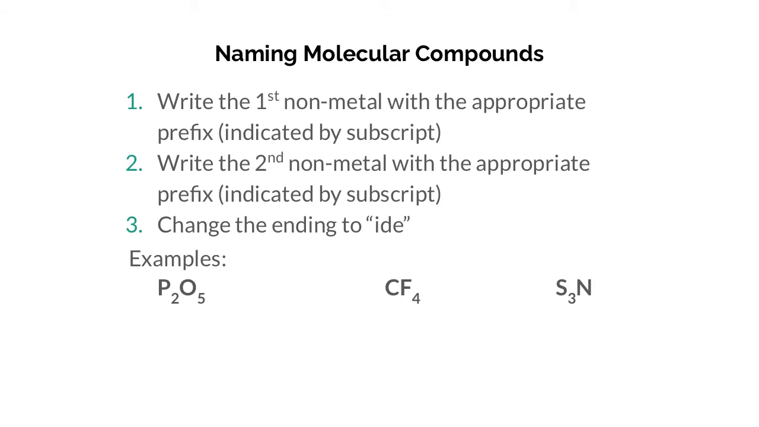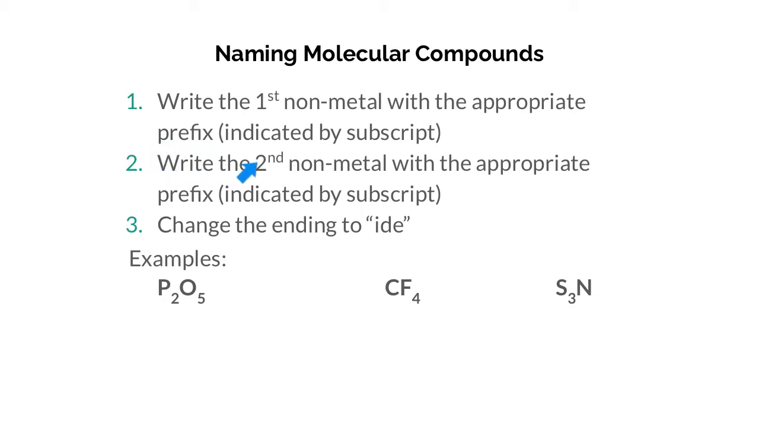Unlike the ionic compounds that we looked at earlier, for naming molecular compounds we have some different rules. We need to make sure we clearly identify the compounds as ionic or molecular because they do have unique rules. Number 1 for molecular compounds is we write the first nonmetal with the appropriate prefix. On the back of your periodic tables that you've been provided, you'll see a number of prefixes for molecular compounds. Those are below the polyatomic chart on your periodic table.